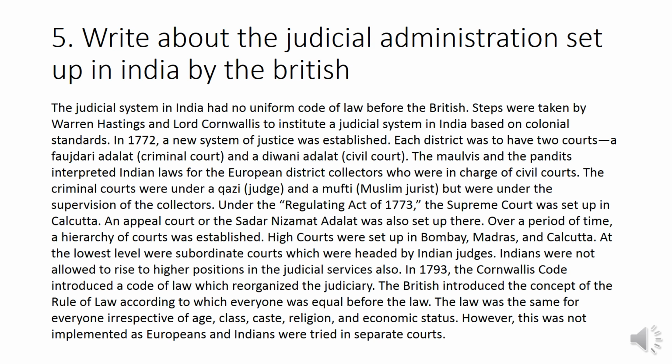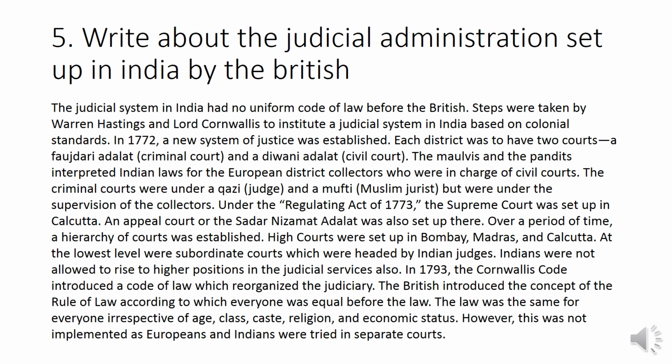Each district was to have two courts, a Faujdari Adalat criminal court and a Diwani Adalat civil court. The Maulvis and the Pandits interpreted Indian laws for the European district collectors who were in charge of civil courts. The criminal courts were under a Qazi, judge, and a Mufti, Muslim jurist, but were under the supervision of collectors.